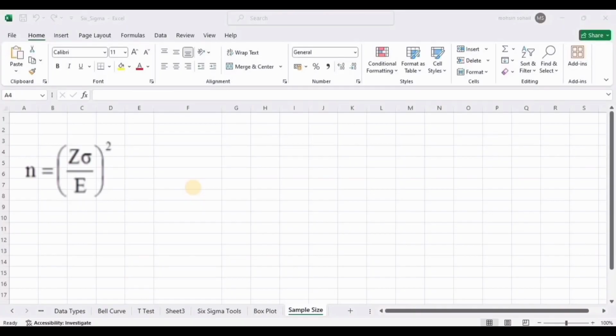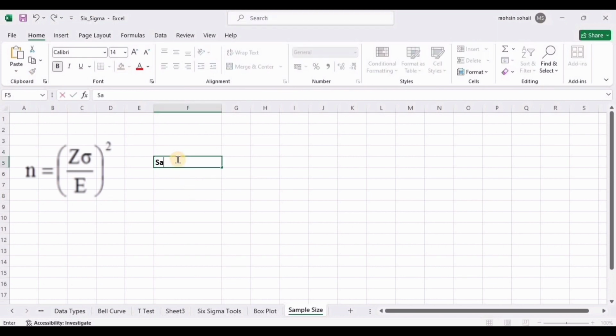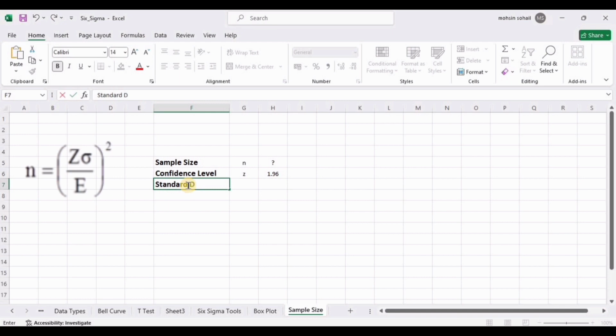Now it's time to solve an example, guys. I have pasted the formula on the left side, and here is the data. We have sample size that needs to be calculated. We have the confidence level of 95%, and that is 1.96 as z value.